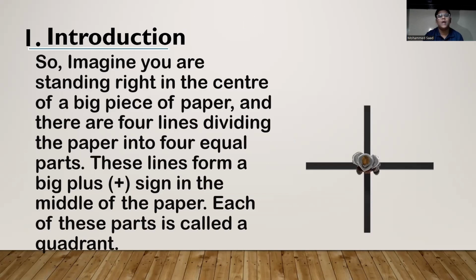Introduction. Imagine you are standing right in the center of a big piece of paper and there are four lines dividing the paper into four equal parts. These lines form a big plus sign in the middle of the paper. Each of these four parts is called a quadrant.